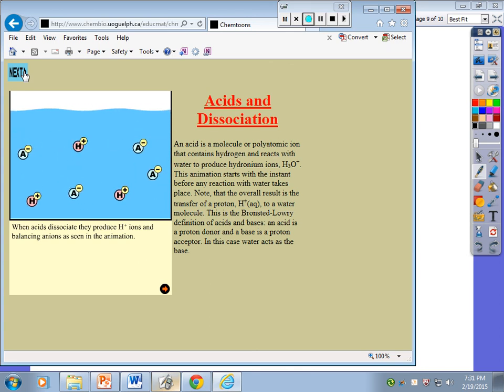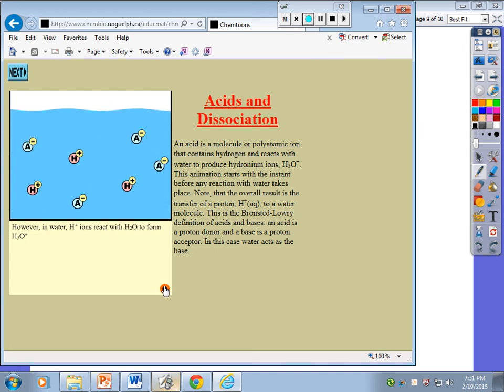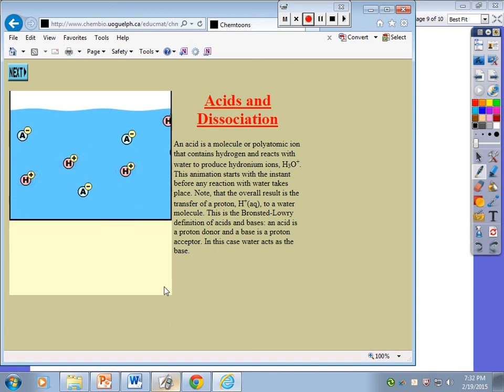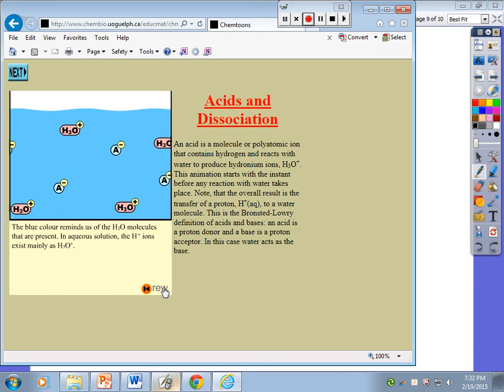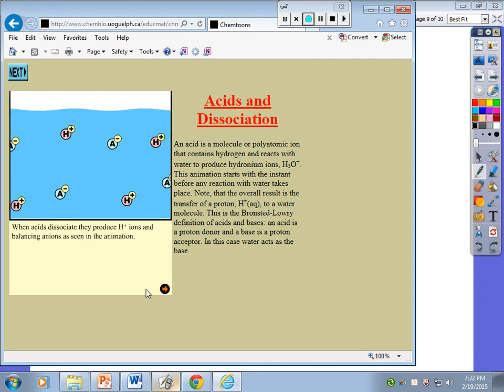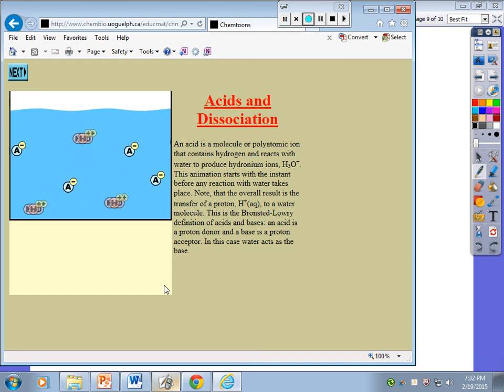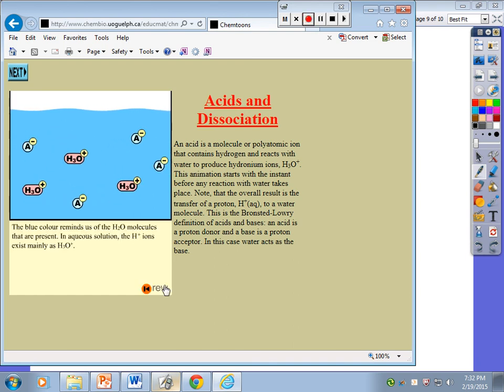Now, when acids dissociate, as you'll see here, they produce hydrogen ions and an A minus, which is the anion. But in water, these H plus ions actually come in contact with the water molecules and form hydronium ions. So there's some hydronium ions, there's some negative ions, and there's some water molecules. The blue background in these is the water molecules. The H plus can also be shown, as I showed you before, as hydronium ions, but most of it is water.